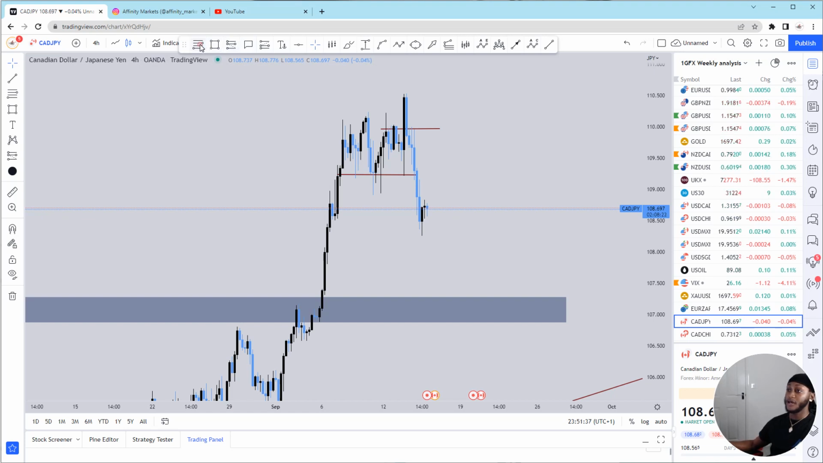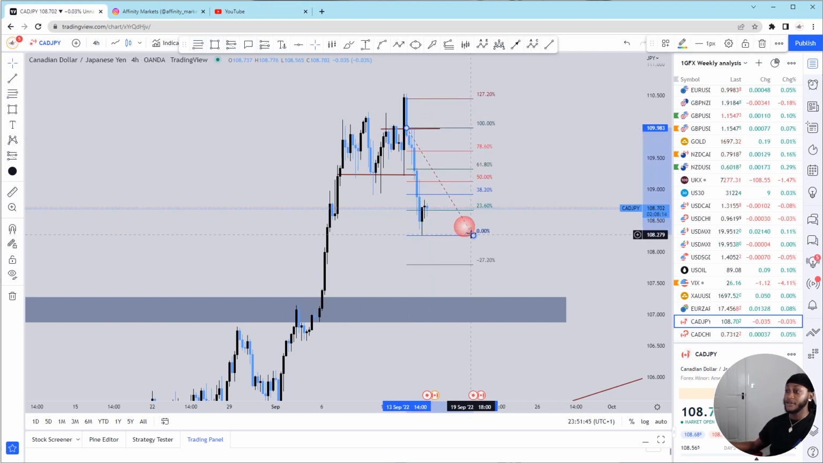So I'll pull my Fibonacci from this daily high, this daily opening candle, to my daily candlestick close. So you can see right there we got point, you can call it point A to point B, right? So it's like an ABC pattern. You got A and then you got B. So now what we normally wait for is a retracement before we head lower, right?